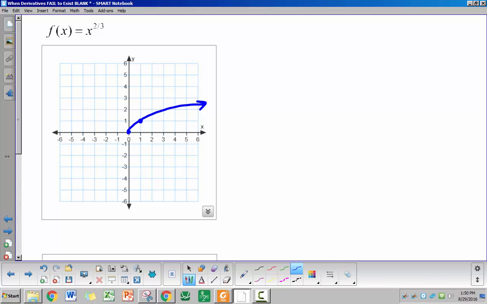And then if you were to rewrite this in radical form, it would be the cube root of x squared. And so it has domain for all real numbers, right? Because you can plug in a negative number and square it. Well, and you can take the cube root of anything, right? So what happens to the left here? What kind of symmetry do I have? Even. So there it is.